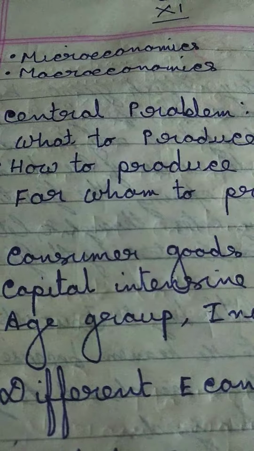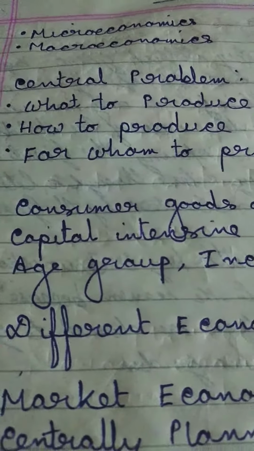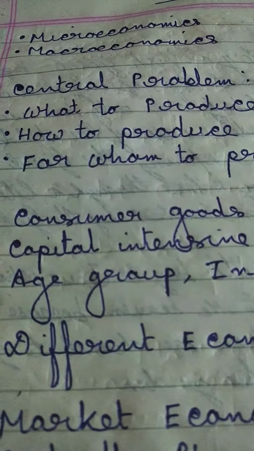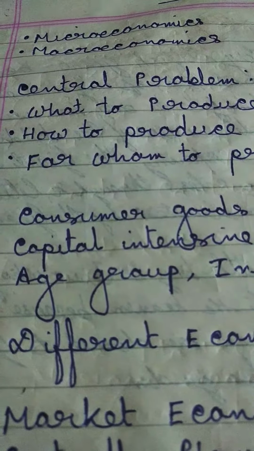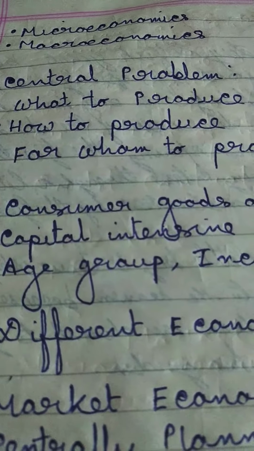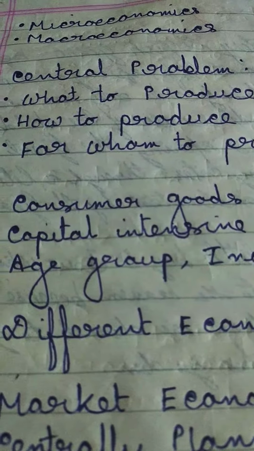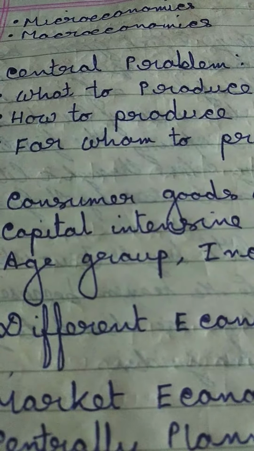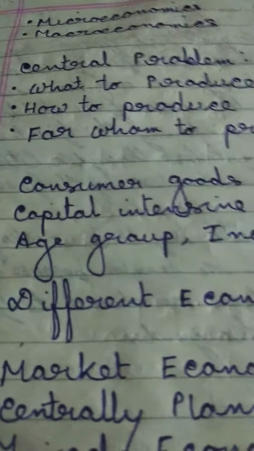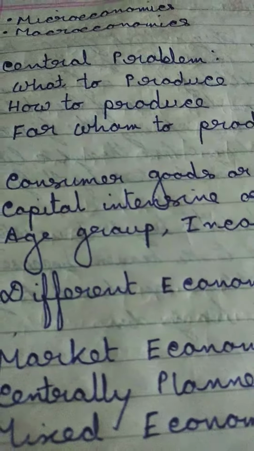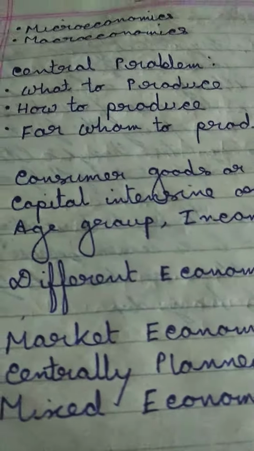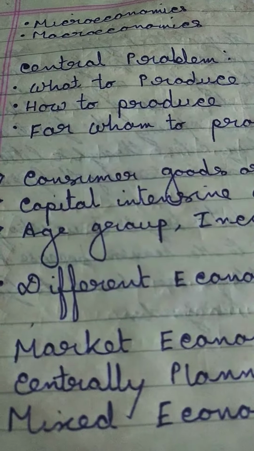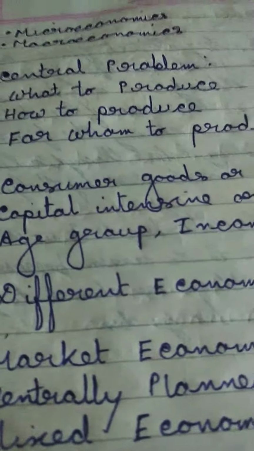Now come to the second part, that is the central problems of the economy. There are basically three central problems of the economy which we deal with in our daily life. First one, what to produce. Second one, how to produce. And third one, for whom to produce. Now first start with the what to produce problem. First of all, this problem comes from the producer side, or you may say from the production side.